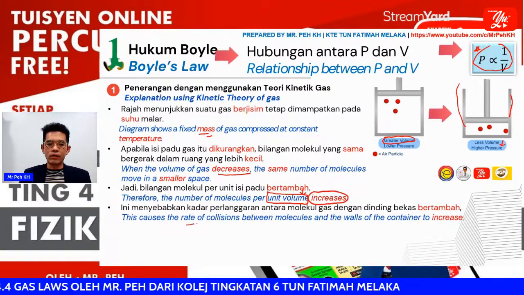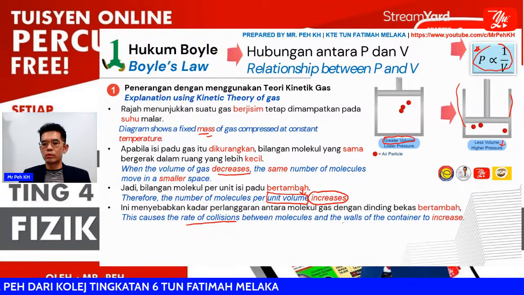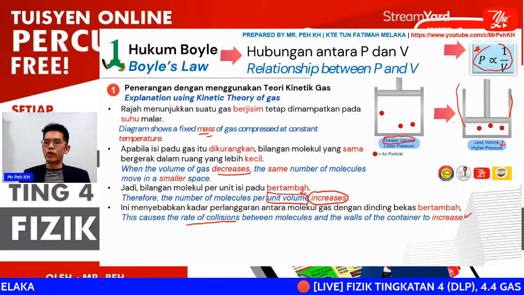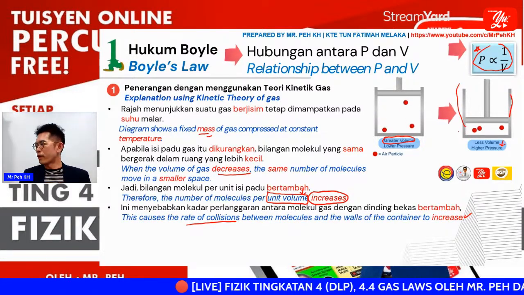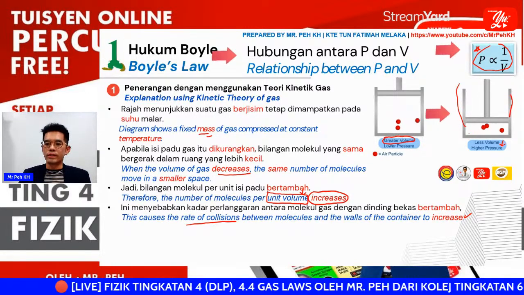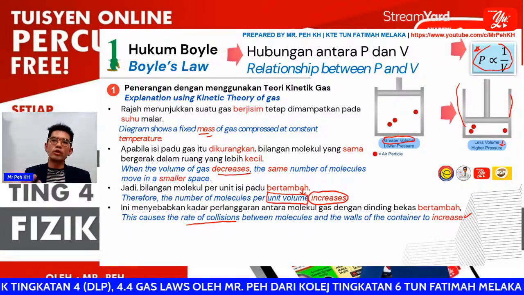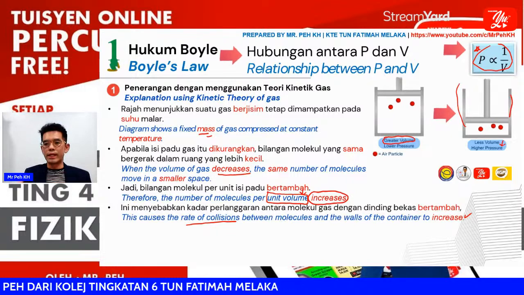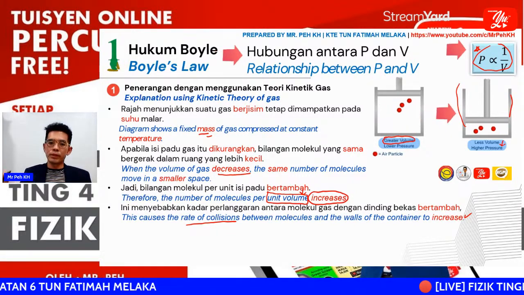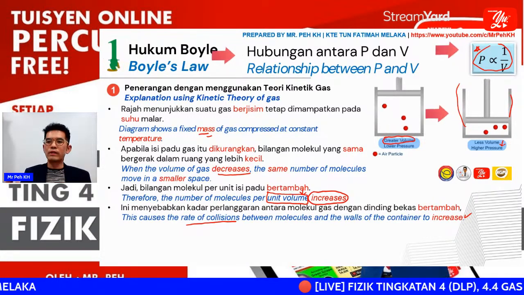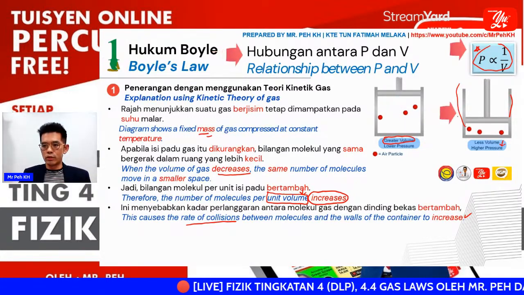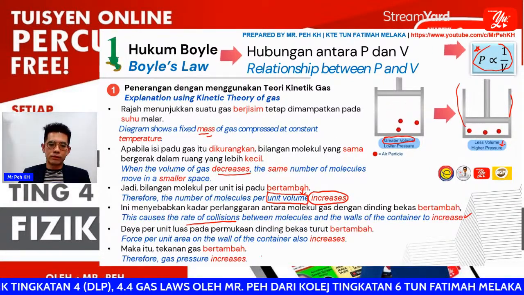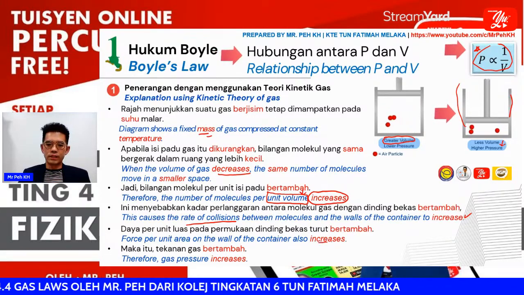And this will cause the rate of collision between the molecules and the wall of the container to increase. That means at a smaller volume, the particles will collide more frequently with the wall of the container. As mentioned just now, the pressure is actually measuring the rate of collision of the molecules against the wall of the container. So when the particles collide more frequently, the pressure will increase. You can see the force per unit area of the wall of the container increases.